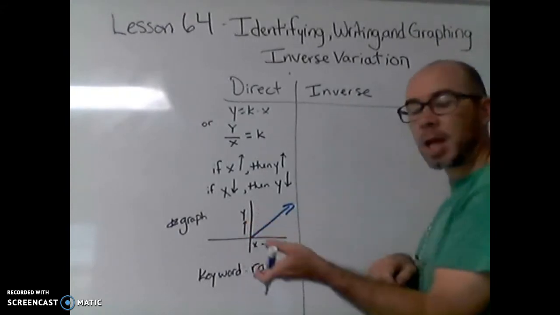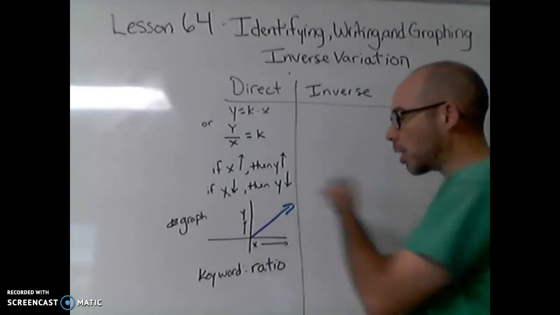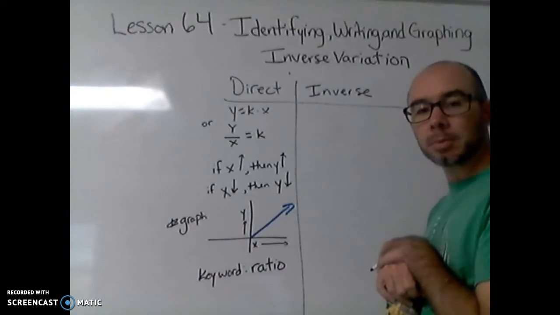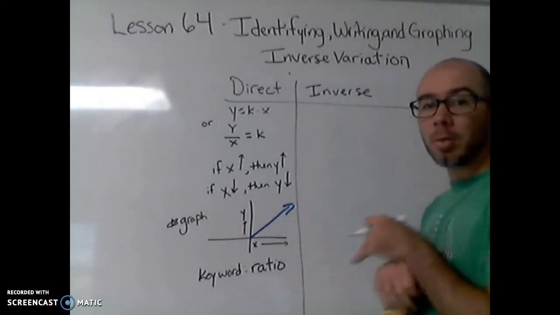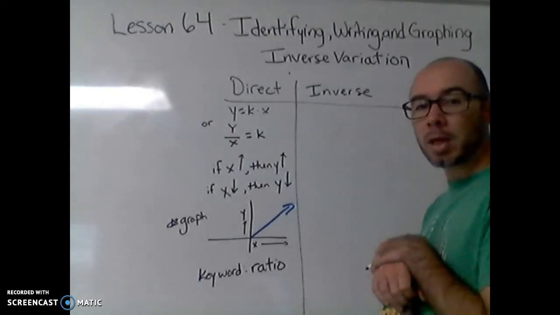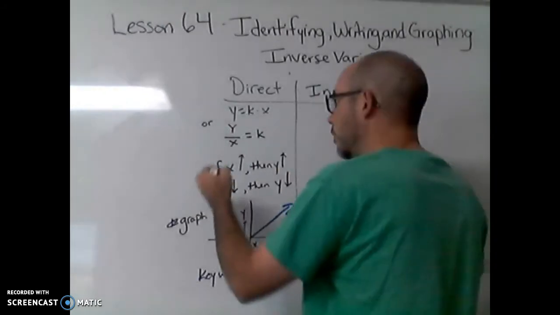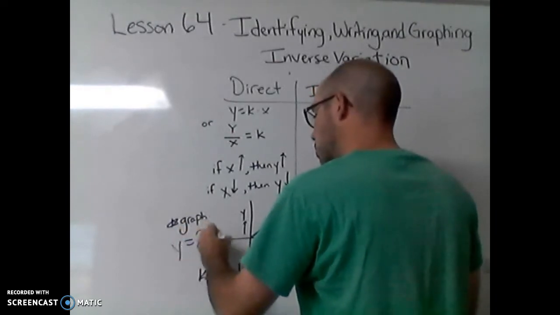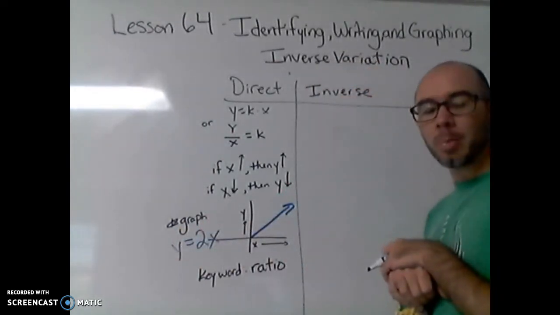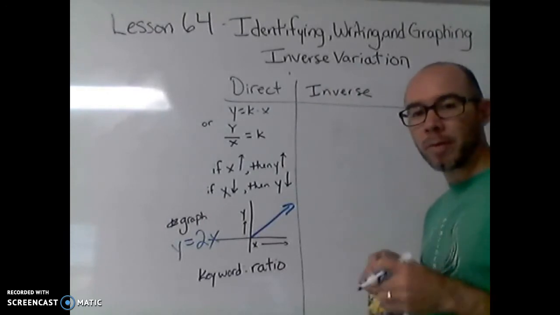And in this case, if k is a positive number, then our graph goes up. Okay, very simple. Like visually, you see a straight line going up. You want to think direct variation. An example of a graph like this would be y equals 2x. Very simple graph that you can do on your graphing calculator.